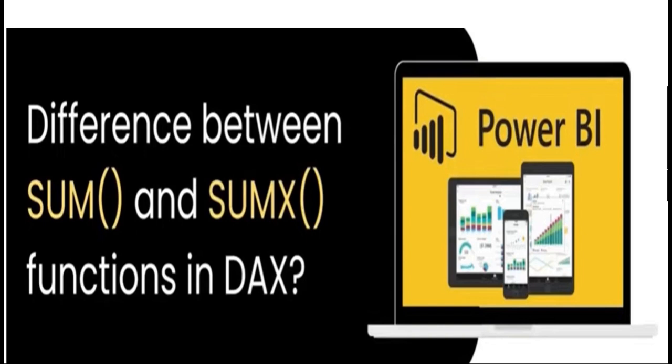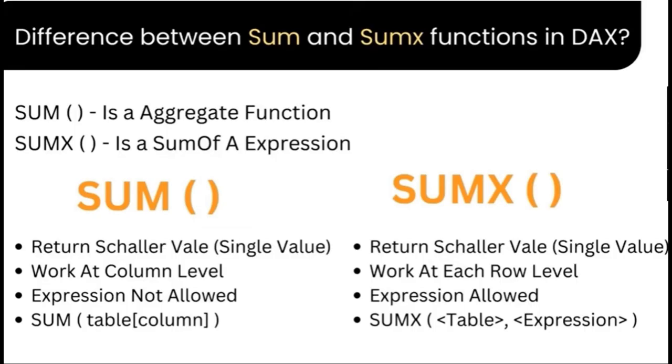Next question for interview purposes, maybe: what is the difference between SUM and SUMX functions in DAX? We can say SUM is an aggregate function and SUMX is a sum of an expression. So what is the difference? SUM returns a scalar value, meaning a single value. It works at column level. Expressions are not allowed. The syntax is SUM(table[column]).